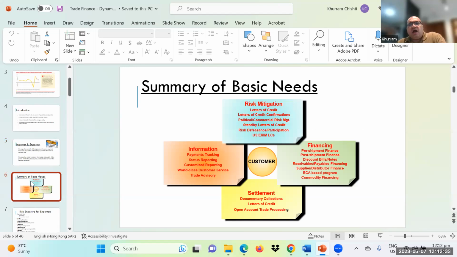Hence, what are their requirements? First of all, I am here. I'm a small trader sitting in India. Almaya may be a big name in UAE.